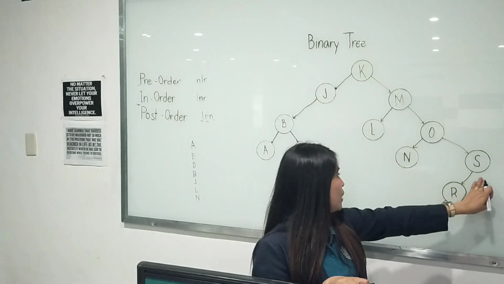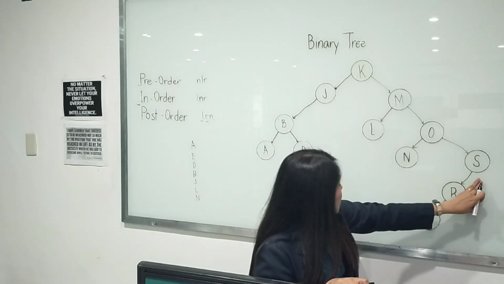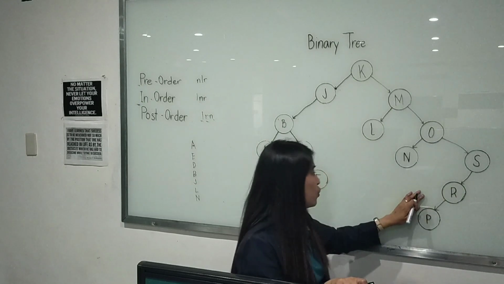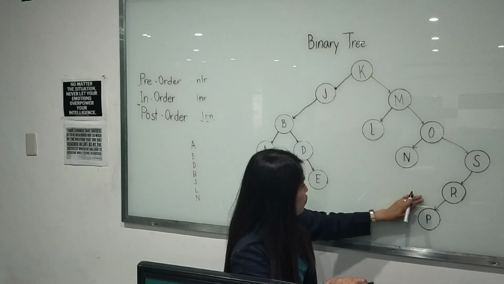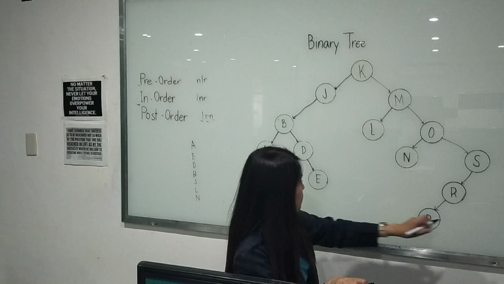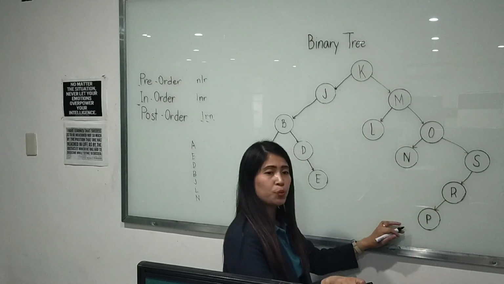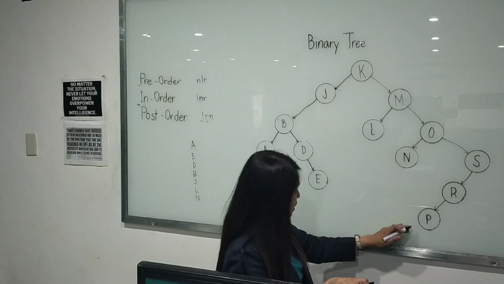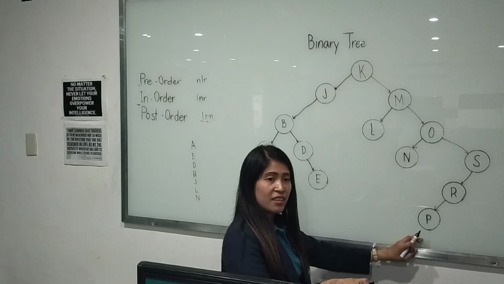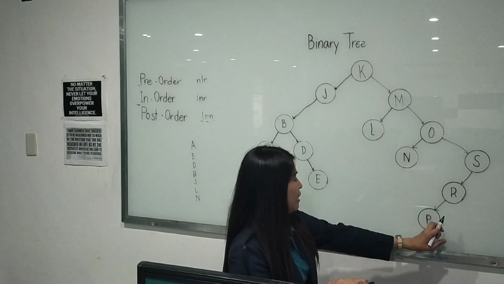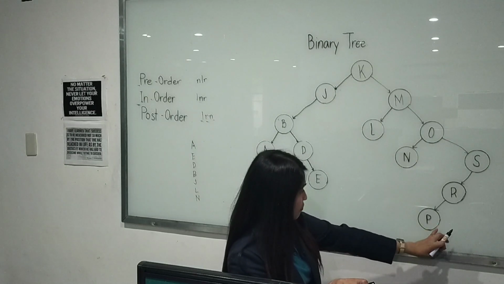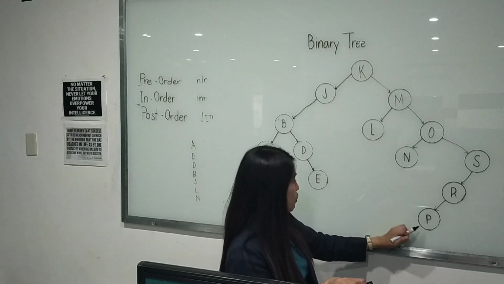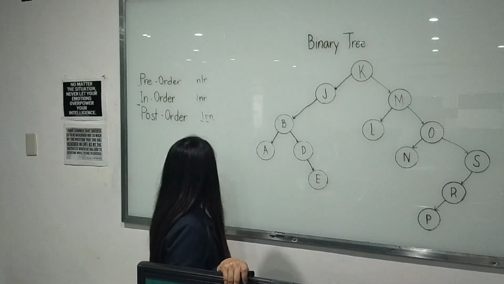So we will go down to the S, and then check again the left subtree of the S. So we will go down here to the R, and then after that we will visit again the left subtree of the R, then we go down to P. Then we will check again the left subtree of the P, and we hit the base case, so we will go back to P, and then we will check the right subtree of the P, so base case again, so we will go back to P. So this time we're going to print the P.